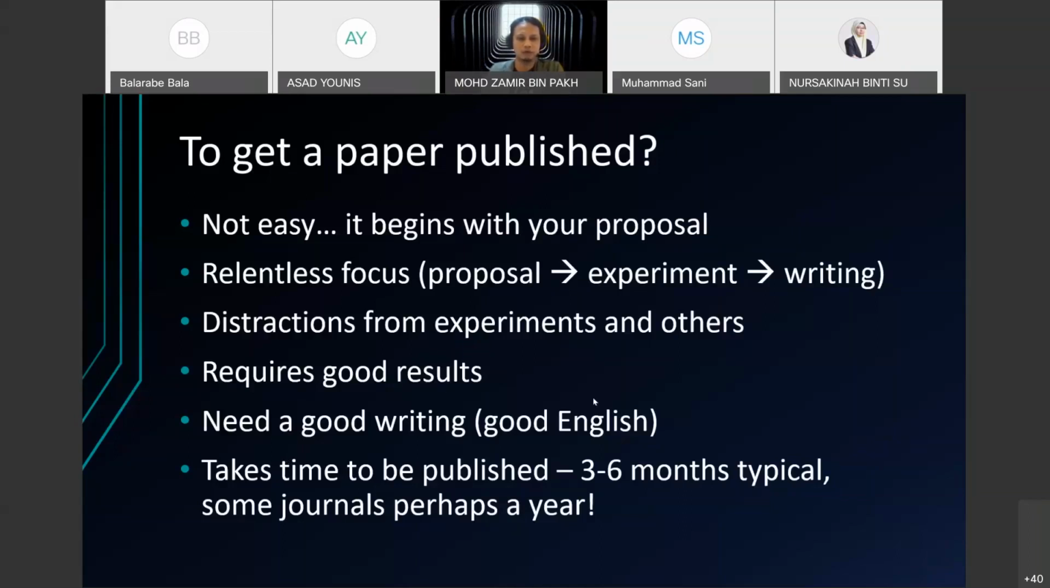You also need good writing, so you need to develop your skill, right? You need to develop your writing skill. Good English. It takes time to be published. This one is dependent on the journal. It's typical to have 3 to 6 months of review and corrections to be able to be accepted. Some journals perhaps a year. I haven't heard of a journal more than that. I think there are journals more than a year, but don't go for that, right? Don't go for that. So that's why it's very important for you to identify which journal to go for before submitting your paper.